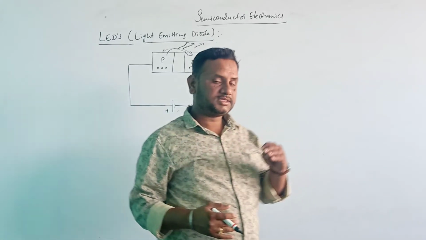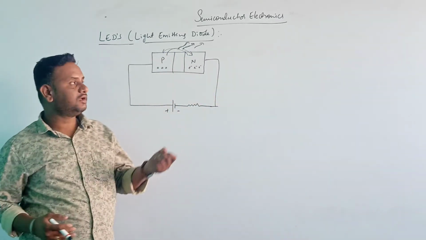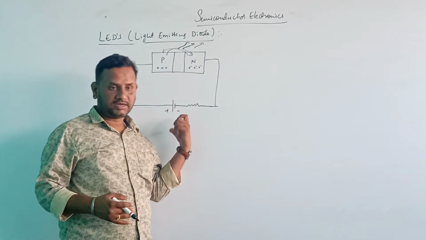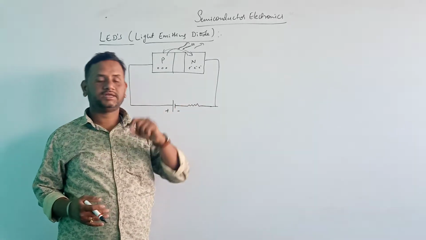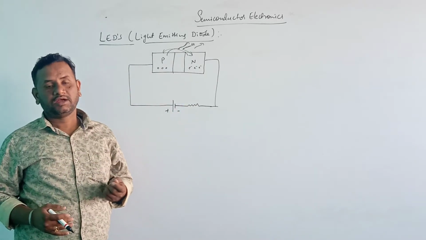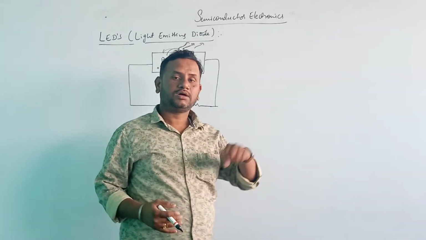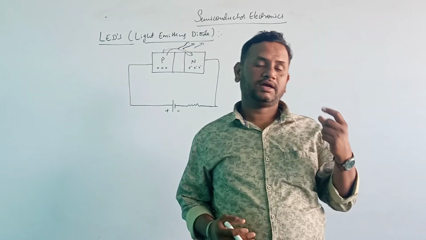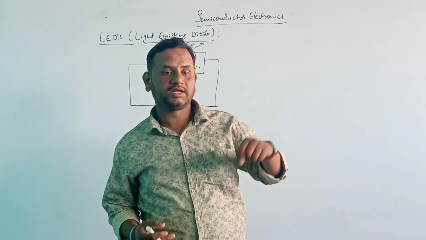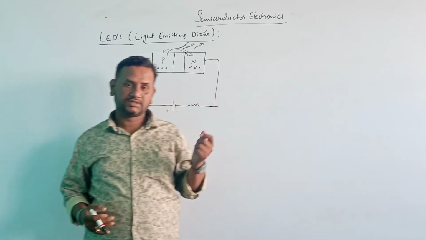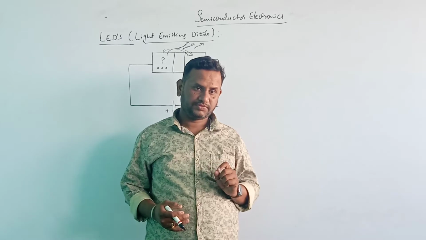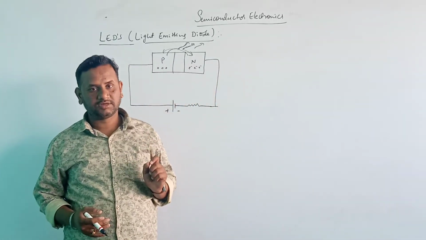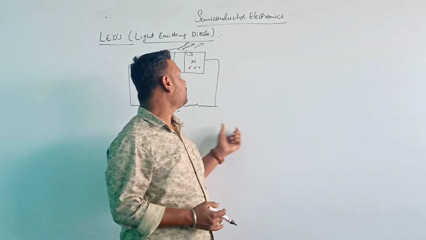Now the intensity of the light increases when the forward current increases. Forward current increases, intensity of the light also increases. And again and again as the forward current goes on increasing, later after some time the intensity of the light decreases. So that is how it works here.